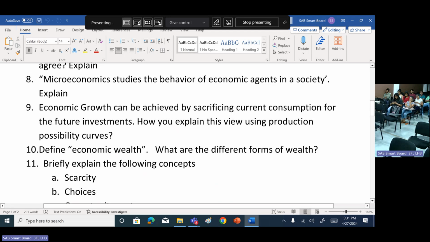You can explain it using the PPC, no? So we have done. What is your idea? We need to find the current consumption. There's a material cost, no? In order to achieve the growth, we need to sacrifice the consumption for investments, no? Investment means that we accumulate capital, right?